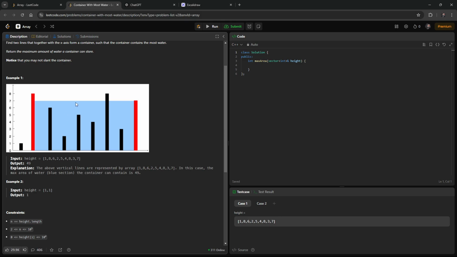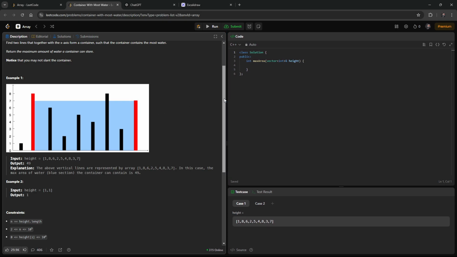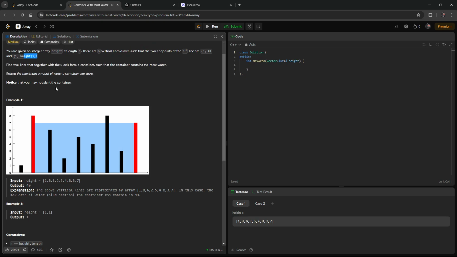Okay, I understand. If we slant the container, then the greatest water we could store is if we did this, right? If there are two containers with the same length, then you can store it this way. Water, so we need to consider both the x-axis and y-axis. The area of this should be less than the area of this.